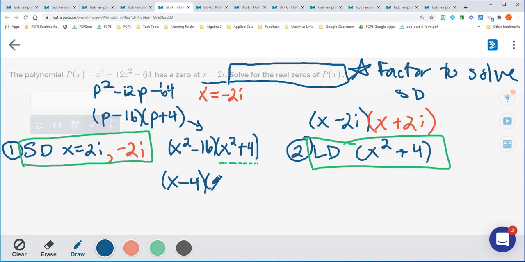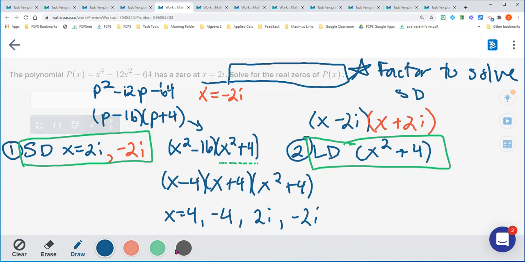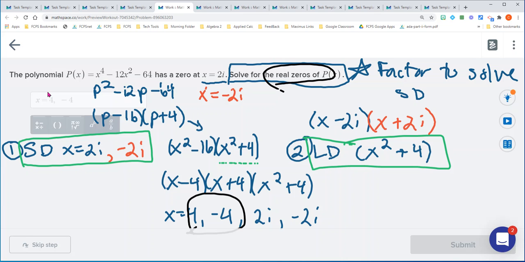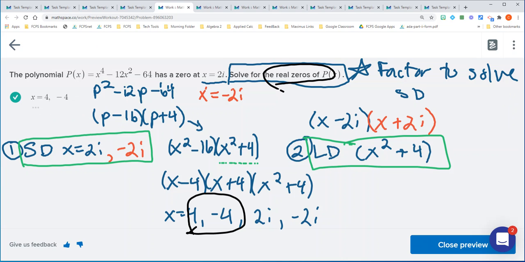Make sure you read the directions, right? I would do the problem like we do it in class, read the directions, and make sure that, okay, let's circle our answer. Real zeros, just those. I'm going to solve it, but I'm going to make sure I only type in x equals 4 and negative 4, just what they're asking for.